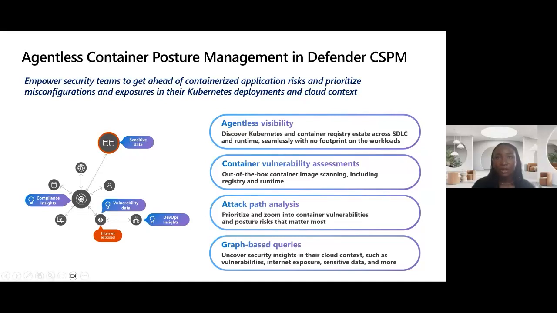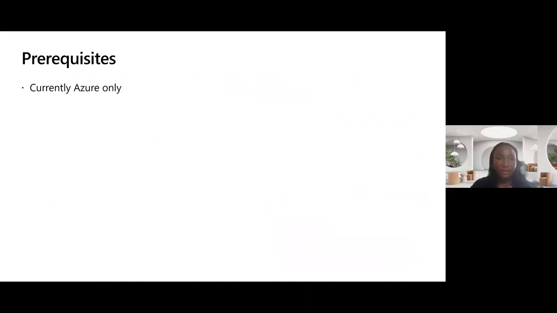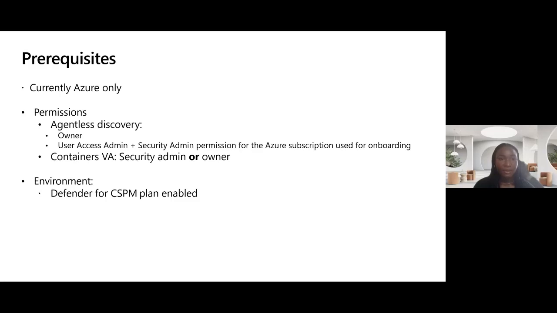First off, I want to talk about the prerequisites. With agentless container posture, these capabilities are currently only available for your Azure resources. That includes the Azure Container Registries and Azure Kubernetes Service. The second thing here is the permissions. In order to enable the agentless discovery of Kubernetes, you would need either owner permissions on the subscription, or a combination of user access admin and security admin on your Azure subscription. For the container vulnerability assessment scanning, you need either security admin or owner permissions.